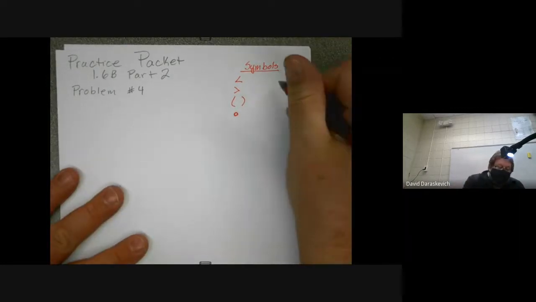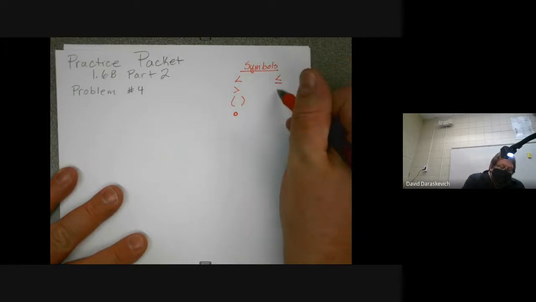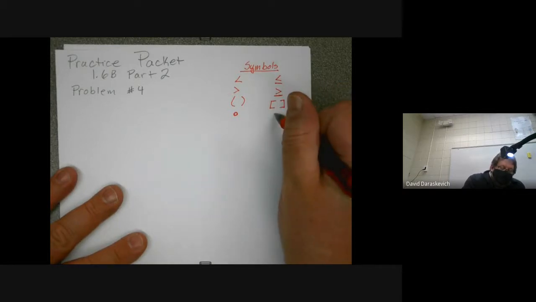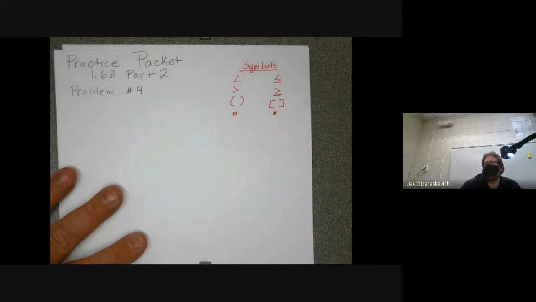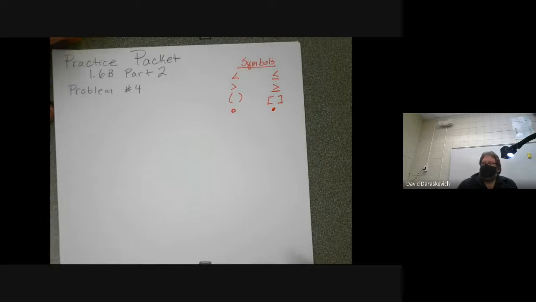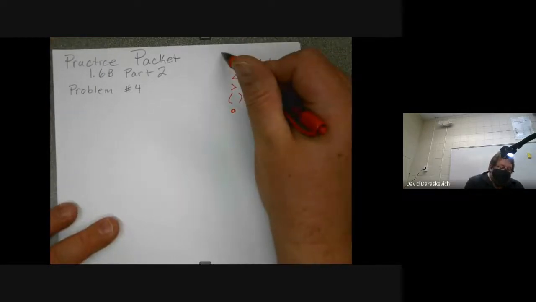Speaking of brackets, if I have a less than or equal to, or a greater than or equal to, that's when we use the brackets to include that endpoint. Now, in Algebra 1 and pre-algebra, you probably used a closed circle or what looks like a point. So those are the symbols we've been using for 1.5 and 1.6.